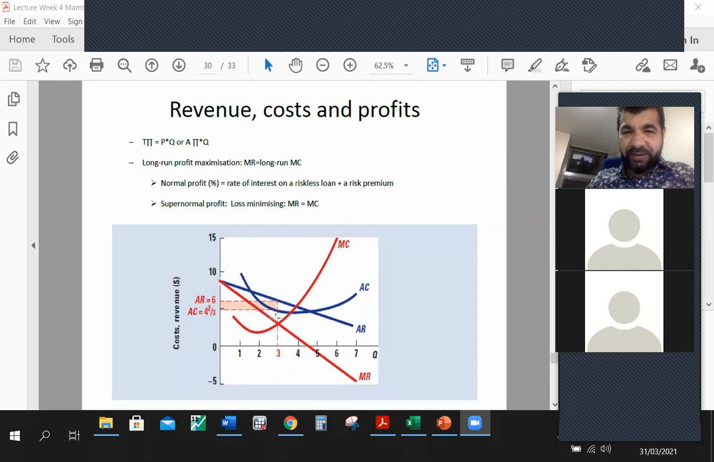So multiply this with the quantity. This purple area is your profit level. This purple area is your profit. The lower the costing, the bigger your profit rectangle will be.